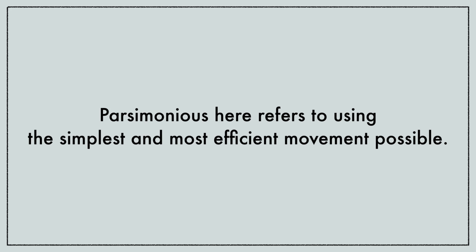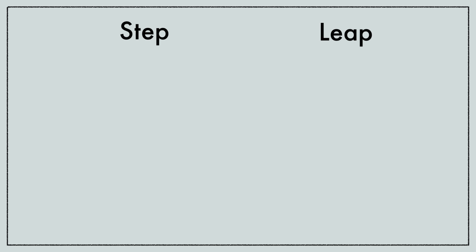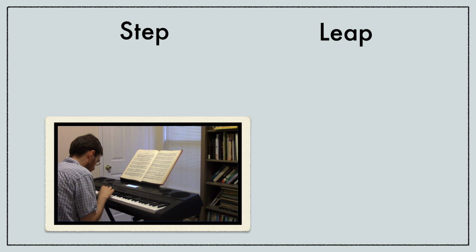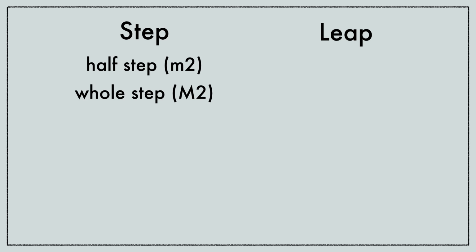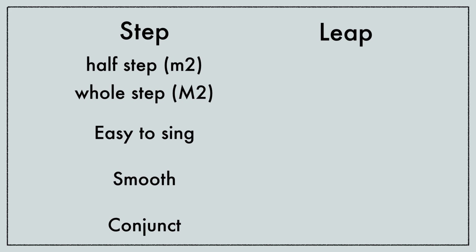And what do I mean by smooth? A voice can either sing a leap or a step. As mentioned in my first video, there are 2 kinds of step, the half step and the whole step. Our ears recognize these intervals as being close together and easy to sing. They are smooth. Larger intervals from the minor third on up are leaps.